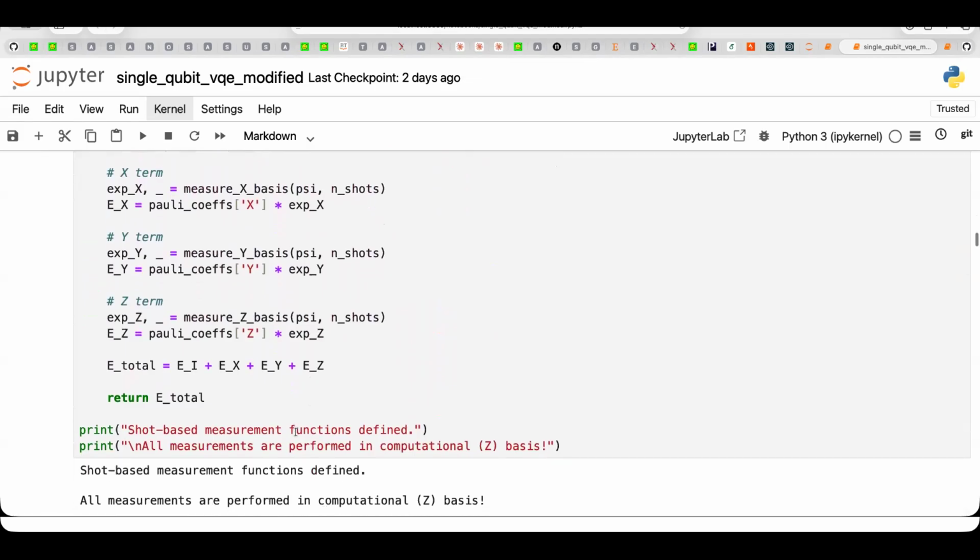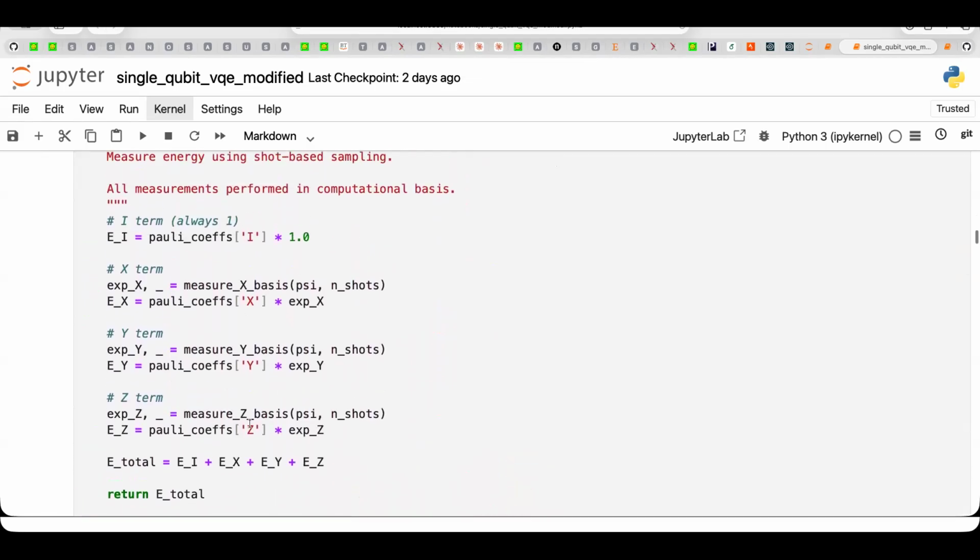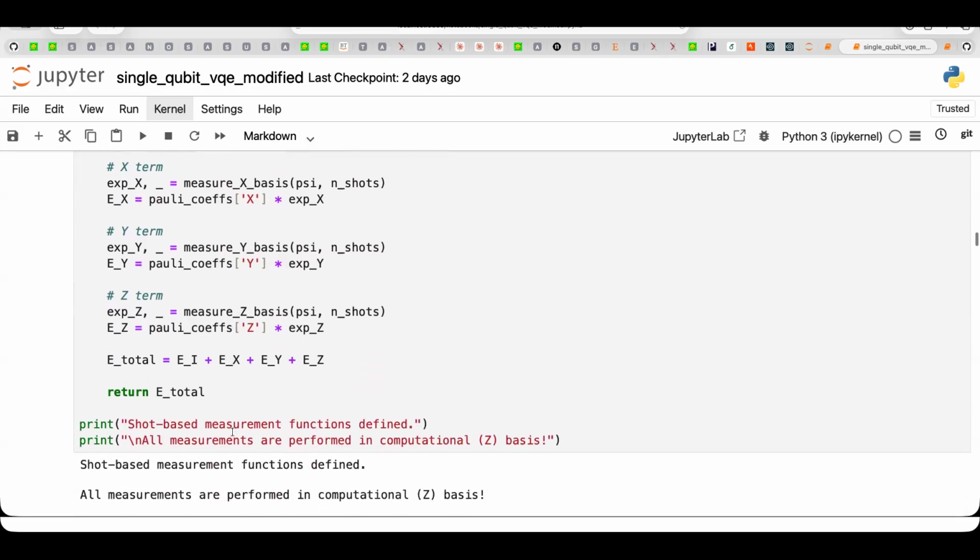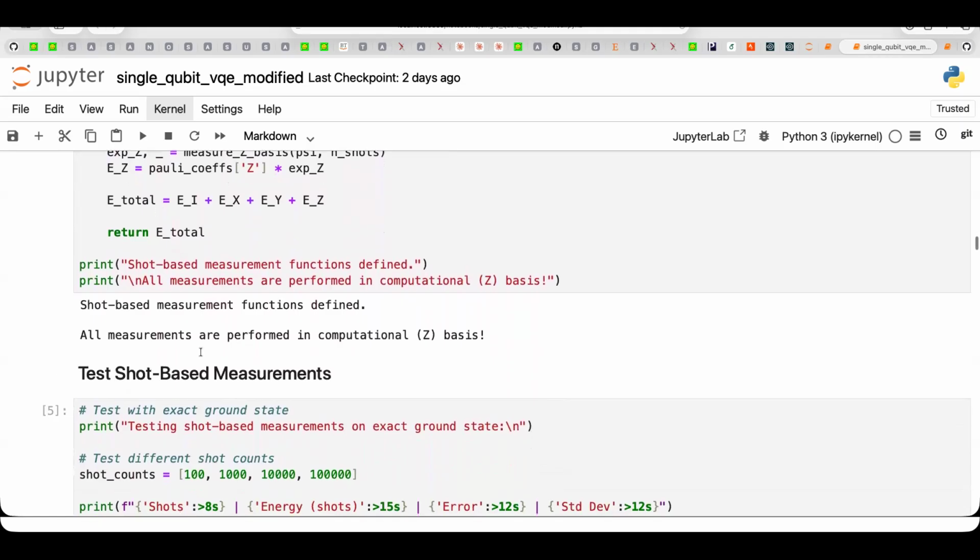So if we then go down here, you will see that we are multiplying this with the coefficients which I have in front of the different matrices. And then I have my measurements in the X basis, Y basis, and the Z basis. And then I simply collect that one, and that's a shot-based measurement, all measurements performed in a computational Z basis.